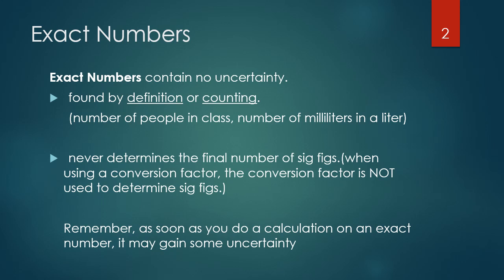So the takeaway from this is when you're using conversion factors, when you're using exact numbers, they will never determine the number of sig figs. So you're not going to include them when you're trying to figure out how many sig figs should be in your answer. We'll go through some examples applying this so make it a little bit more clear.